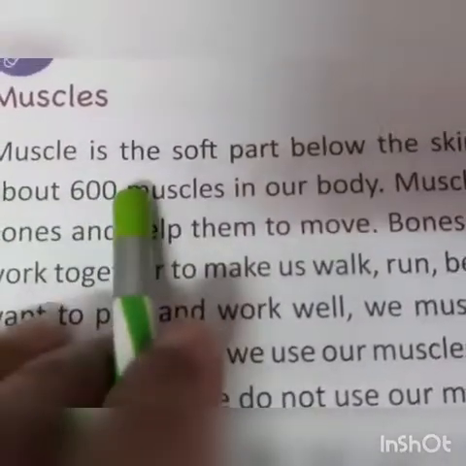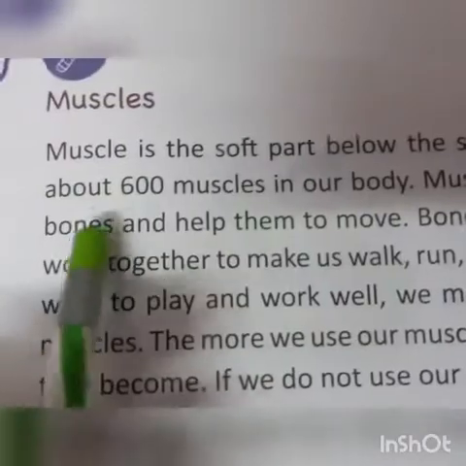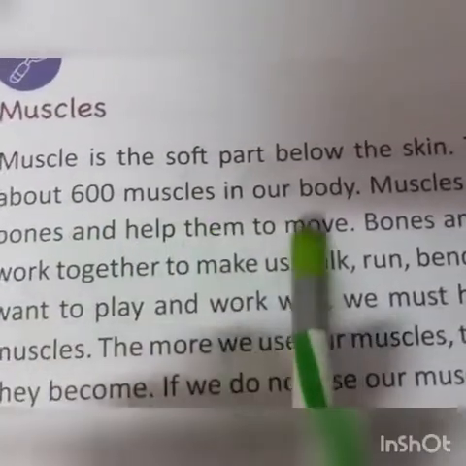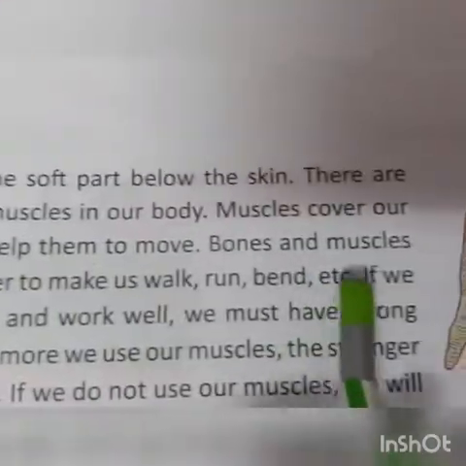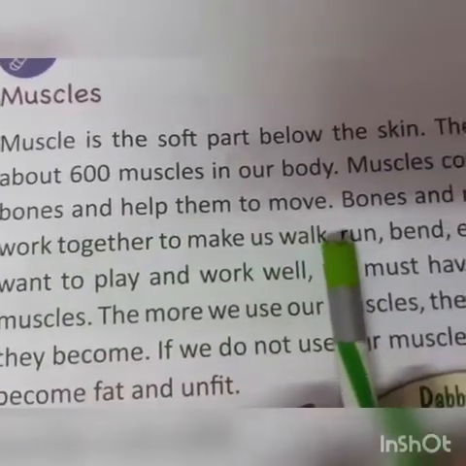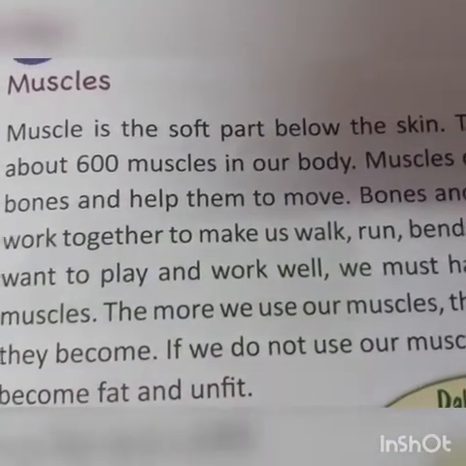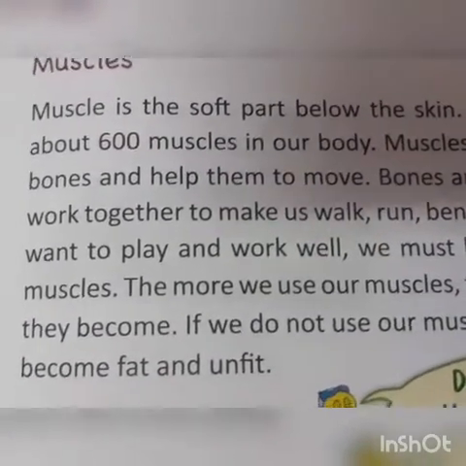Muscle is the soft part below the skin. There are about 600 muscles in our body. Muscles cover our bones and help them to move. Now, what are the muscles? Muscles are the soft part below our skin, above the skeleton and below the skin.